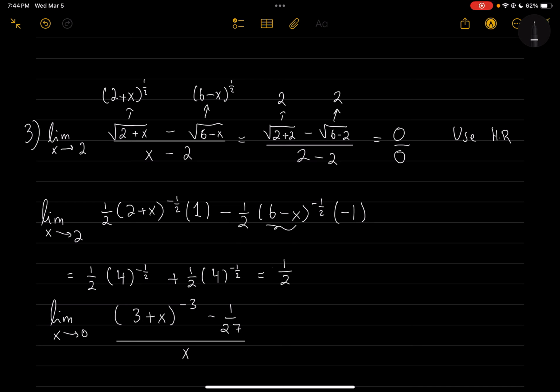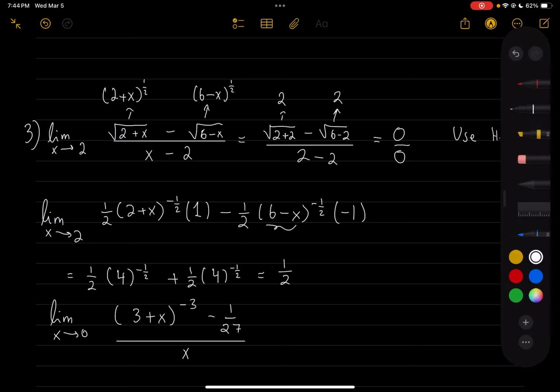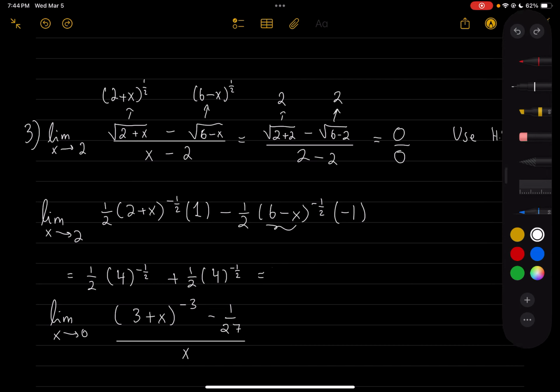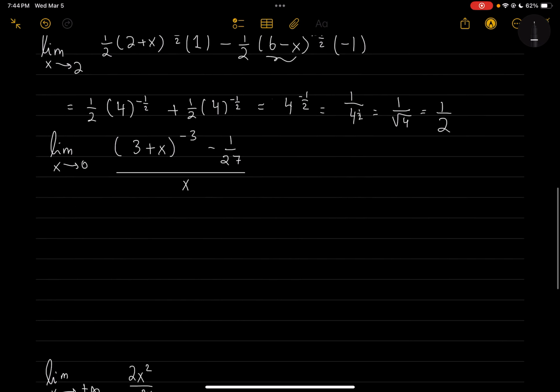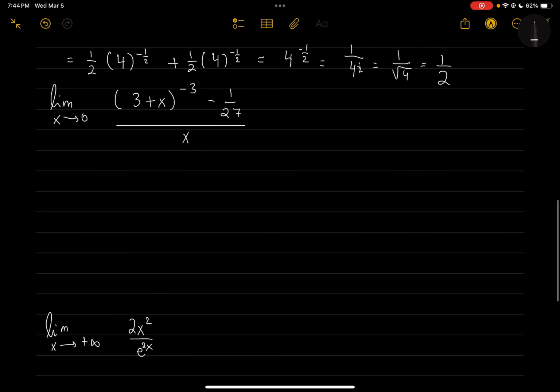Okay. Now, if you're going to solve it manually, if you want, half plus half is going to give you one whole number, so it's going to be 4 to the power of negative half. And 4 to the power of negative half is 1 over 4 to the power of half. So 1 over the square root of 4, which is 1 over 2. But yeah, you can use a calculator for that. It doesn't make any difference.